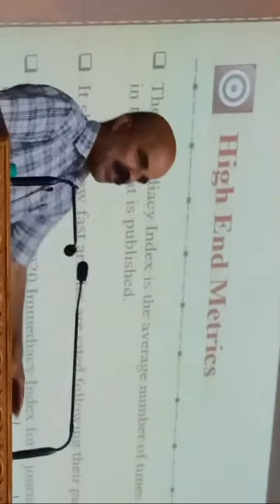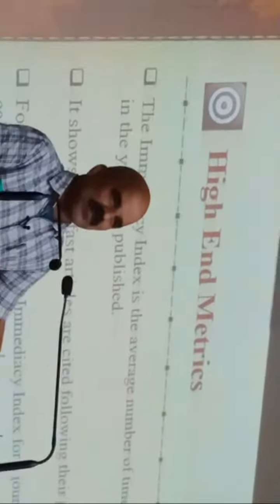As the title sounds, it is the average number of times an article is cited in the year it is published. So in the same year you can have this immediacy index, unlike impact factor. Let us look at the formula. For example, the 2020 immediacy index for a journal would be calculated as follows. That is A by B.